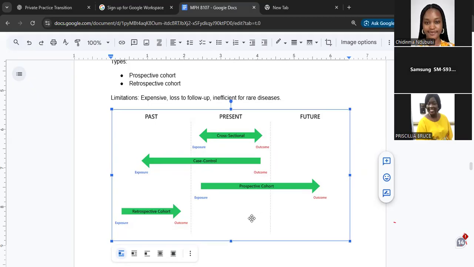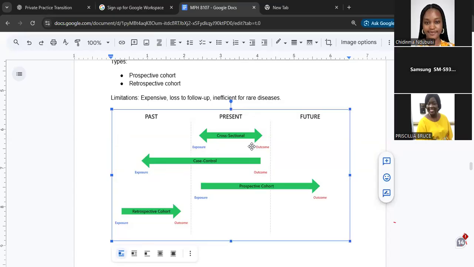Okay? So we've talked about cross-sectional studies. If you look at this image here on top, the first arrow, you will see cross-sectional studies sitting in the middle. So it's in the present. We are concerned about the present. If you look by the side, you see exposure in blue and outcome in red. So we are looking at both at the same time in the present.